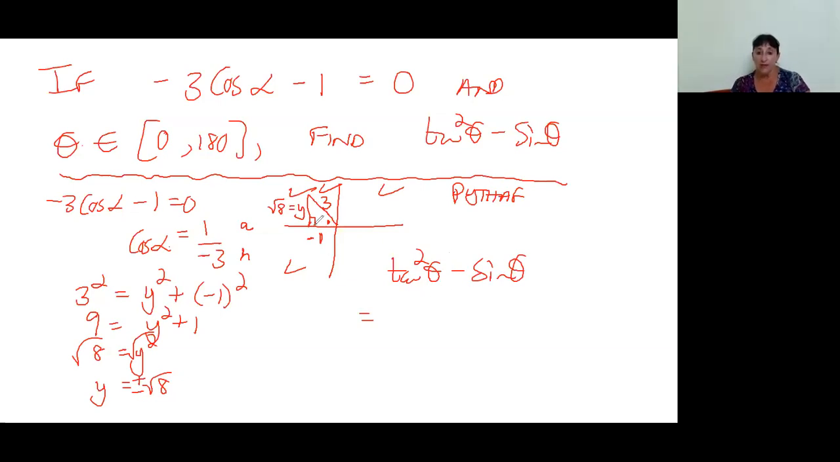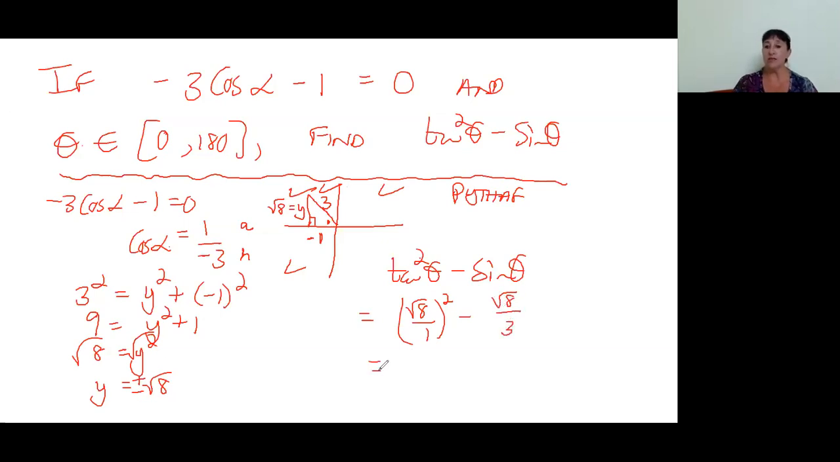Right, so the tan of theta is opposite over adjacent. So it's going to be root 8 over 1. And I'm going to square it. Remember, when it's squared, put a bracket squared and then work out tan in the bracket. Then you're going to square it. Then sine of theta is opposite over hypotenuse. So root 8 over 3.